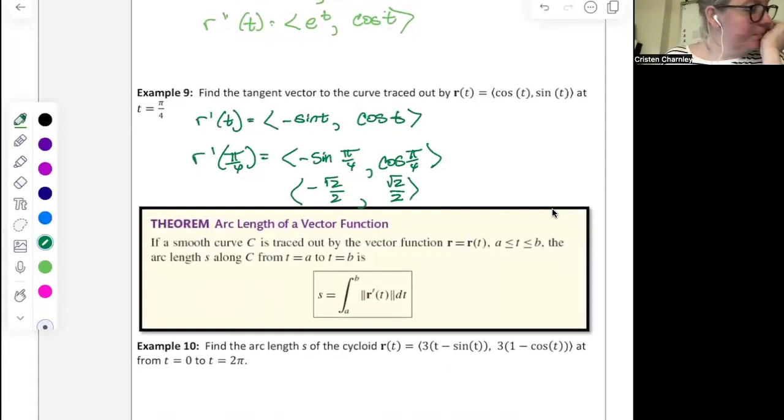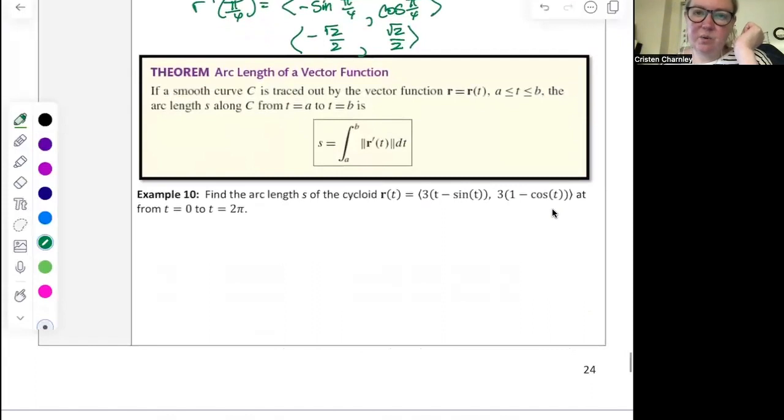Okay, last thing I have for you. Arc length, one more way to do arc length. We had arc length in regular function notation. We had it in parametric notation. Believe we had it in polar notation, and here we are in vector notation. So if a smooth curve C is traced out by the vector function r and t is between a and b, the arc length of C from a to b is the following. Your arc length will be the integral from a to b of the magnitude of the derivative of r, dt.